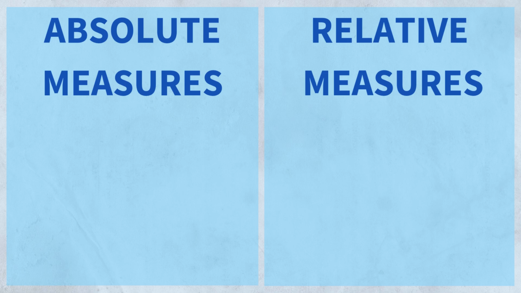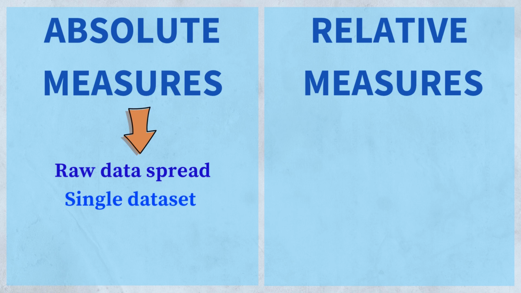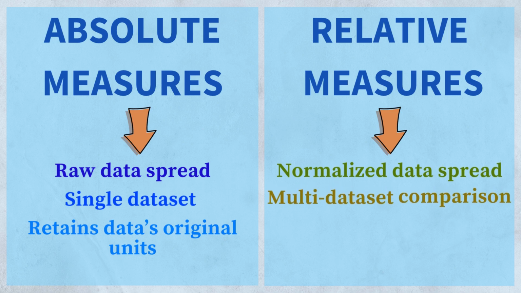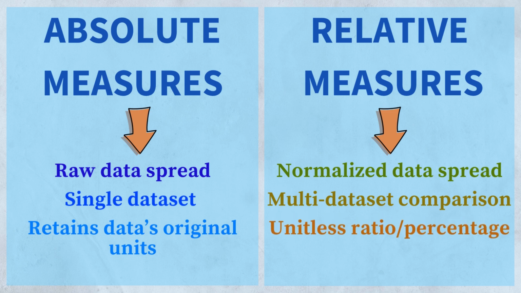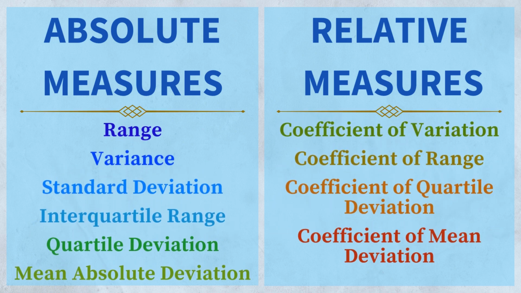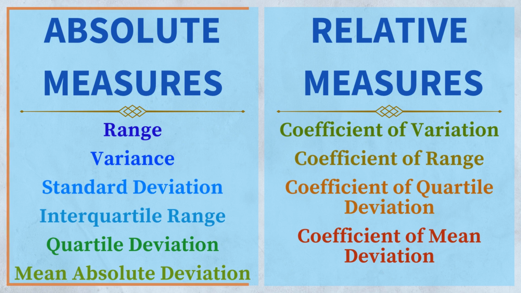Absolute measures are perfect for understanding the spread or variability within a single dataset, which give you the values in the data's original units. Relative measures, on the other hand, are specifically designed for comparing the variability between two or more datasets that might have different units, scales, or means, as they express dispersion as a unitless ratio or percentage. These are common examples of absolute and relative measures of dispersion. Let's start with absolute measures of dispersion.